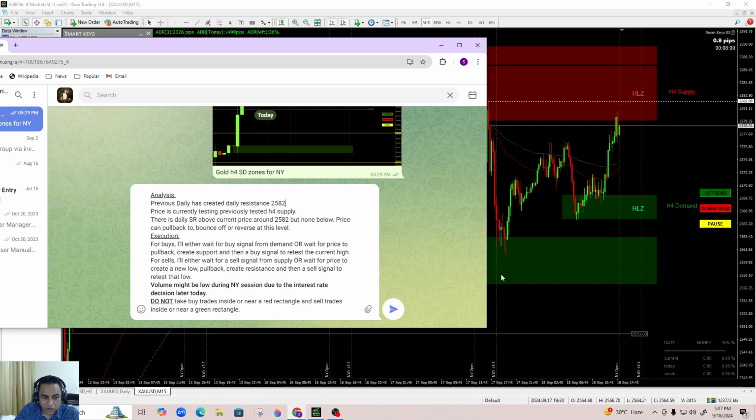Okay, so do not take buy trades inside or near a red rectangle. Unless price moves up, breaks this, then pulls down and gives you a buy signal, then it's okay to take one because price has broken this.